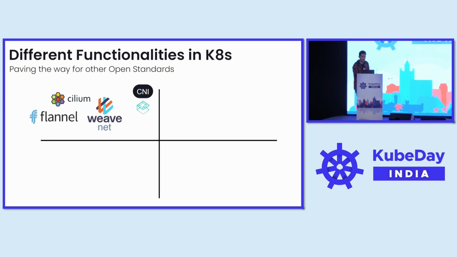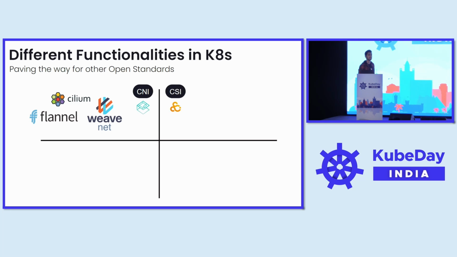You can see that these are a few tools from the ecosystem which adhere to the CNI, which is Cilium, Flannel, and ViewNet. You might be familiar with these networking solutions that you can use within your Kubernetes cluster. CNI basically defined the set of rules and protocols that you can use to create your own networking plugins, and you can directly use them with Kubernetes.